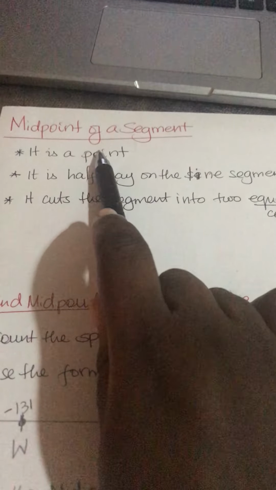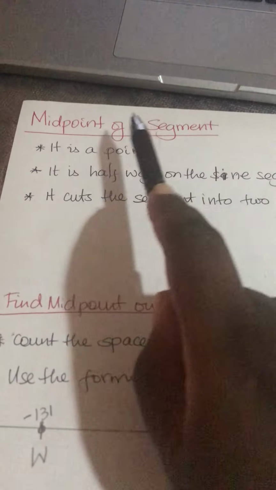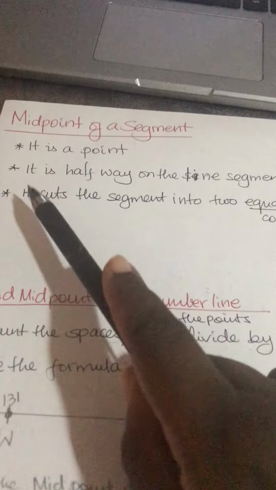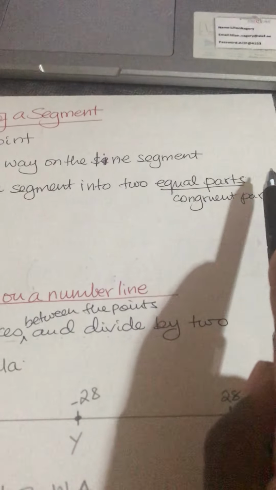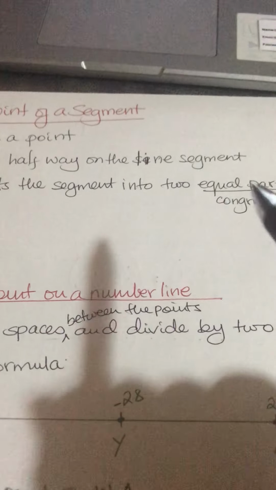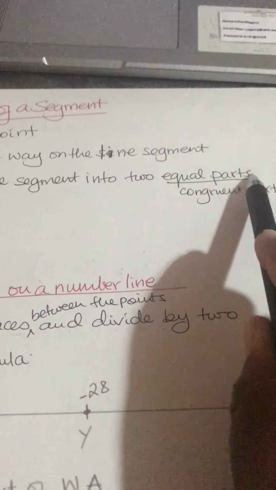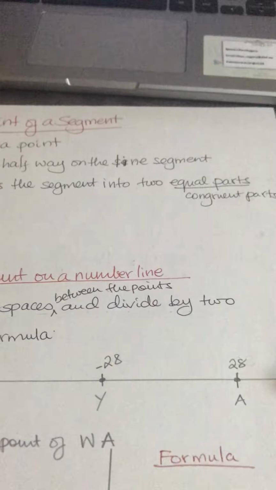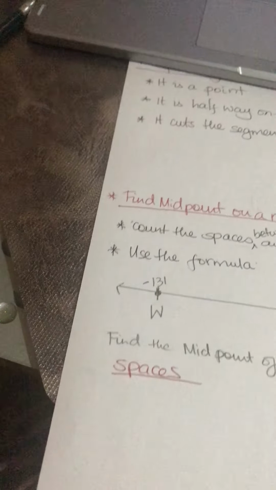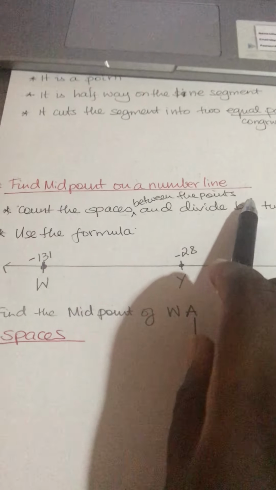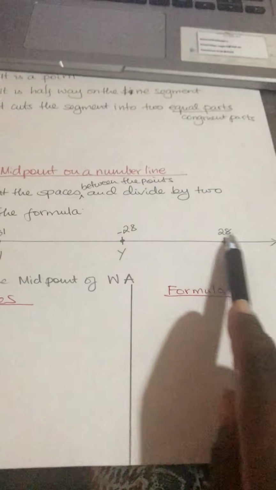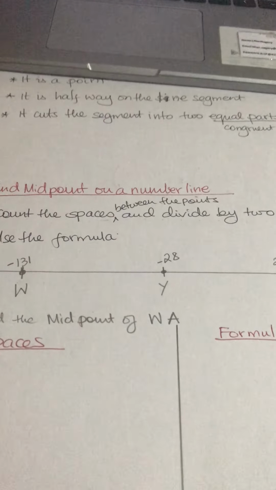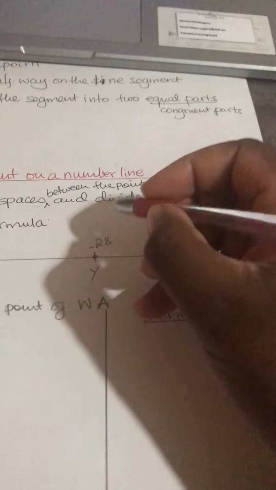So here, I said the midpoint of a segment. It is a point. It is halfway on the line segment. It cuts the segment into 2 equal parts. That is why you're dividing by 2. And the 2 equal parts are congruent. The left side of the midpoint is equal to the right side of the midpoint. Okay? Now let's see how to find the midpoint from a number line. So now look, this number line is a little bit different because it's missing those numbers. I told you always find 0. So my 0 will be here.